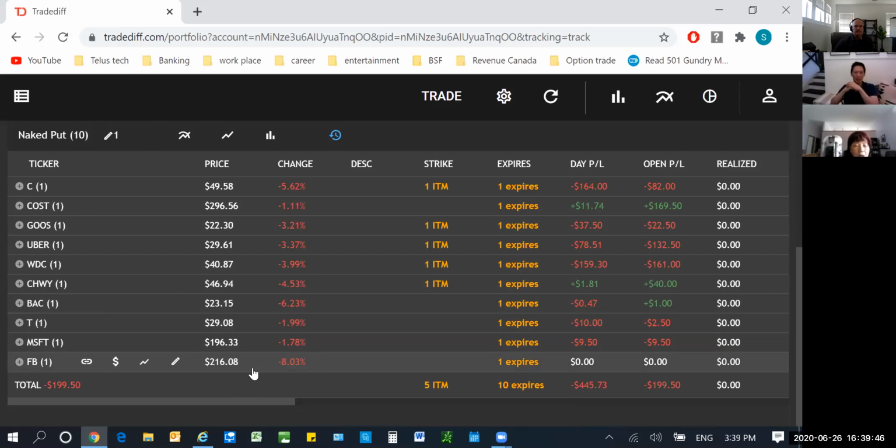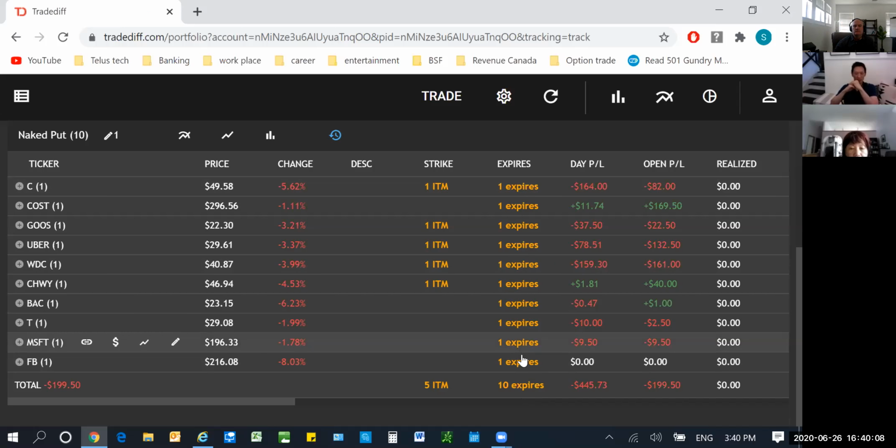Yep. And then the ones that will expire, they'll disappear from your account tomorrow. Oh, tomorrow it will disappear. The ones that are expiring. If you look at your portfolio, you can see in the expires column that some of them are expiring, and then you can see that there's 1, 2, 3, 5 in the money.